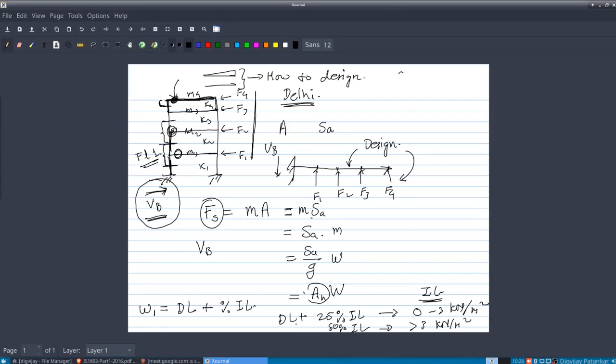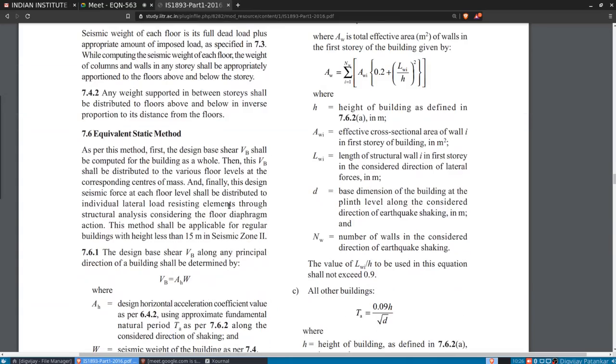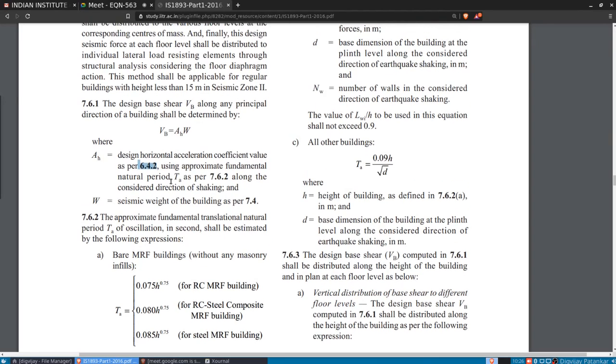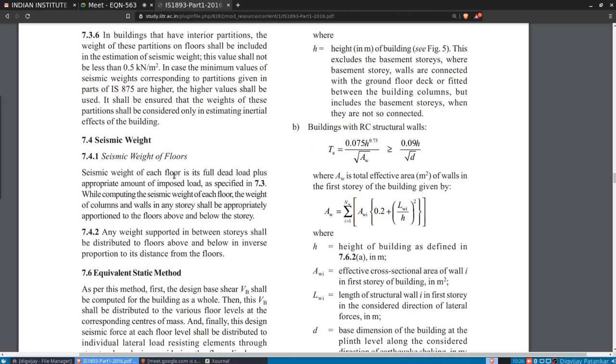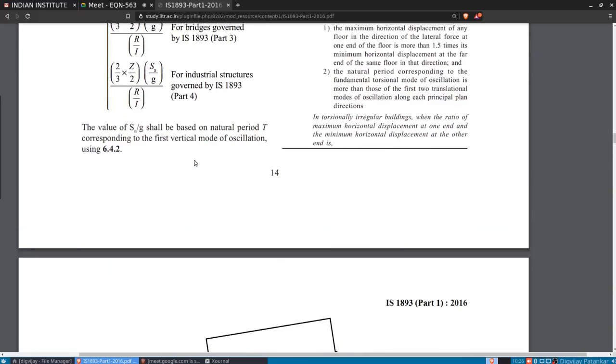So that way you can find out seismic weights of each floor and then combine all the seismic weights of floors, you will get entire seismic weight of the building. So that is our W. So that's our first parameter in this equation. So this W is obtained. Now let us look at AH, that is design horizontal acceleration coefficient, and that is given as per 6.4.2. So let us go to 6.4.2 and see what this clause tells us.